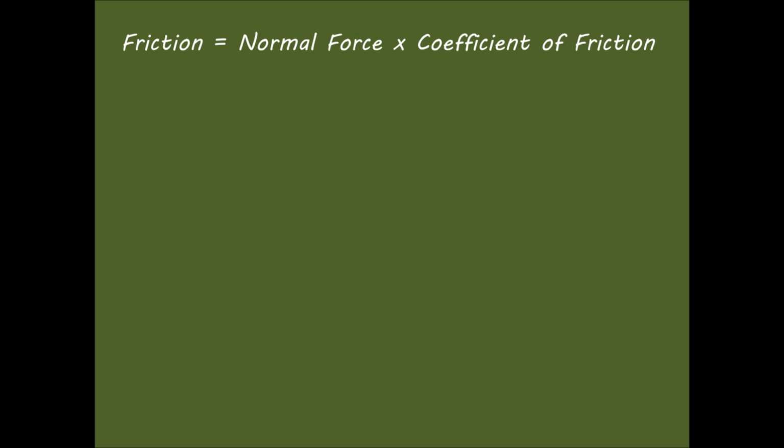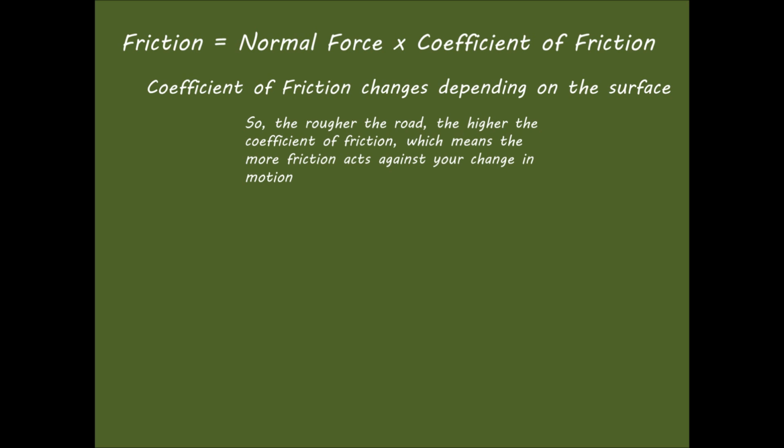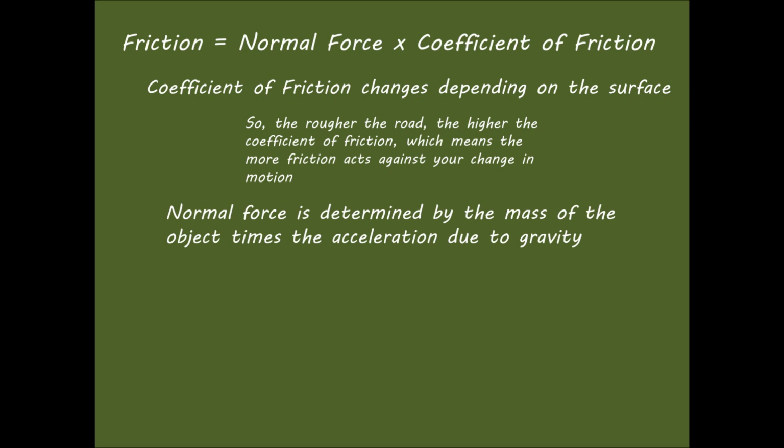So let's take it on over to the chalkboard. Friction is defined by normal force times the coefficient of friction. This coefficient of friction is going to change depending on the surface that you're traveling on. The rougher the surface, the more friction that you're going to have. And the normal force, if you remember, is the opposite of the mass times the force of acceleration. So this is going to be the force that the ground is exerting back up on the car.